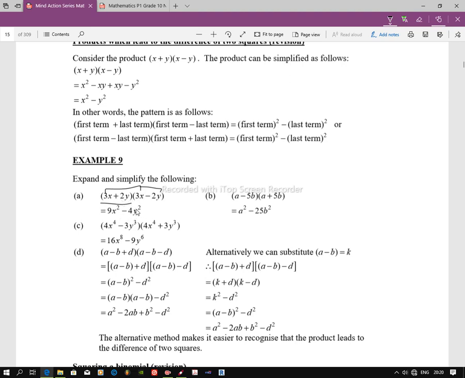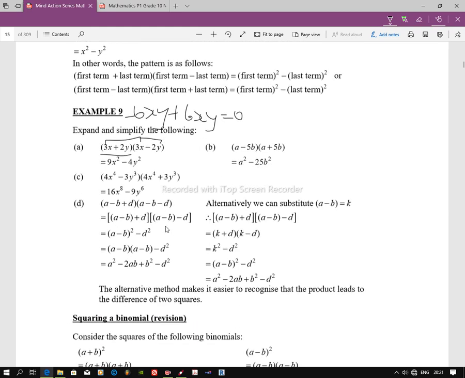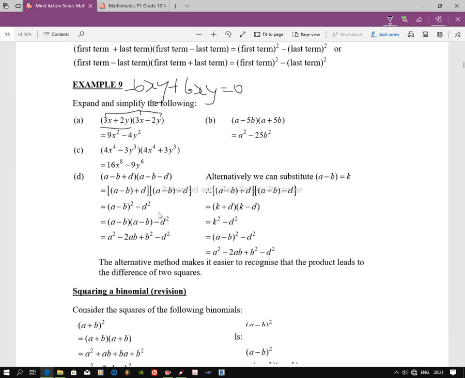Therefore negative 6xy plus 6xy, let me just simply write this. Therefore they will cancel each other. Basically this is like 6xy minus 6xy, therefore they are equal to 0. That's why your answer is simply like this at the end there. So there are other examples here. You can just go through them, because I don't have time to take you through all of these things.